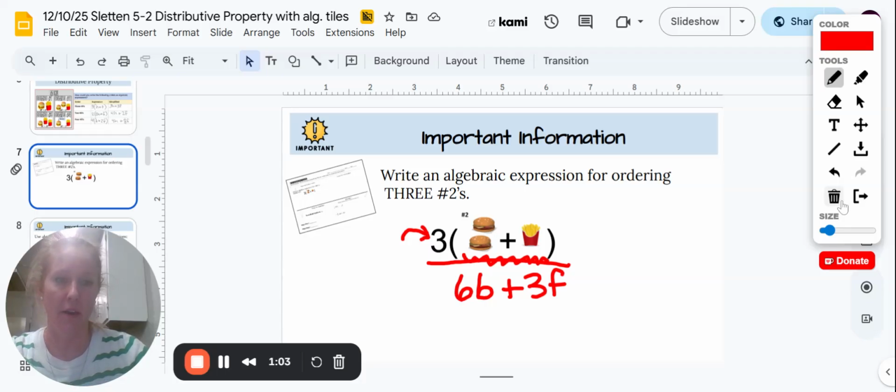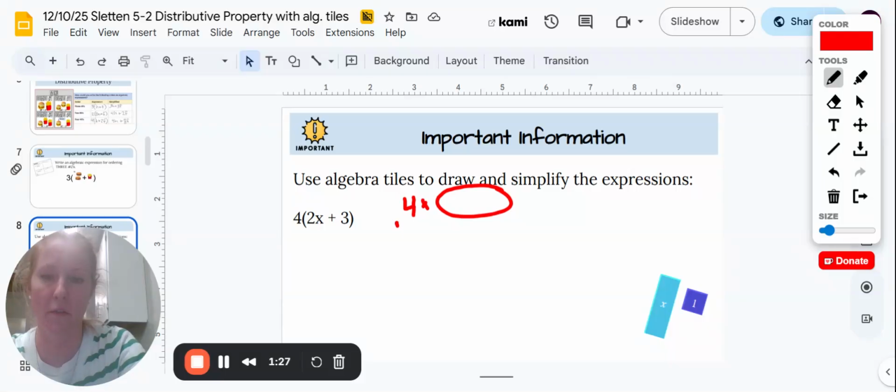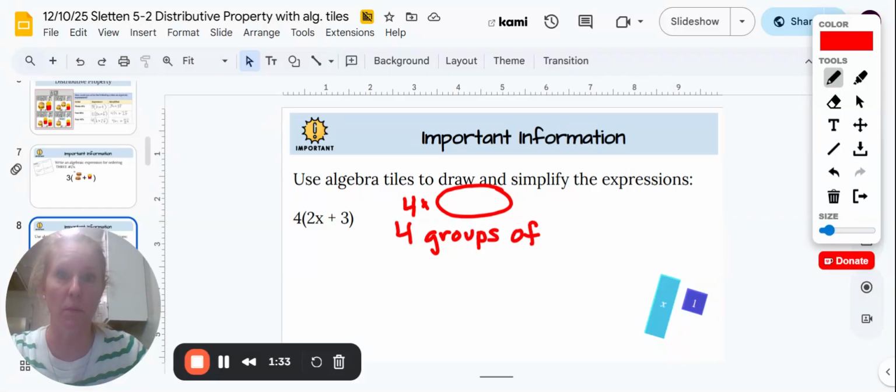Okay, now let's go to algebra tiles and talk about what that might look like. So we're going to use algebra tiles to draw and simplify the expression 4 parentheses 2x plus 3. Now remember, when the 4 is touching that parentheses, it means it's multiplying. And when you have multiplying, 4 times something means you have 4 groups of that thing. That's what multiplication means.